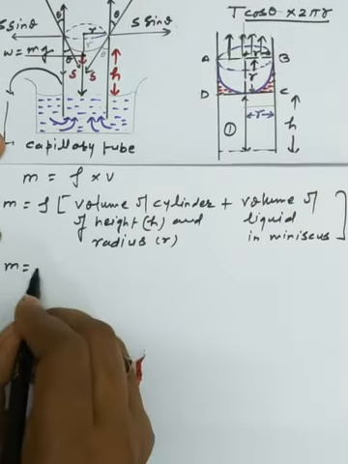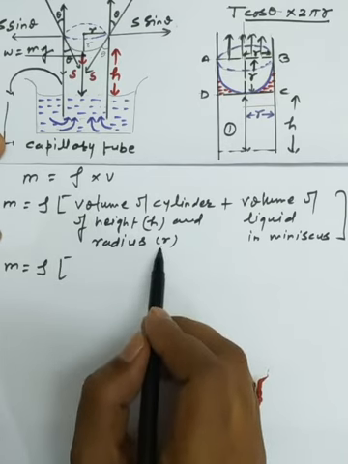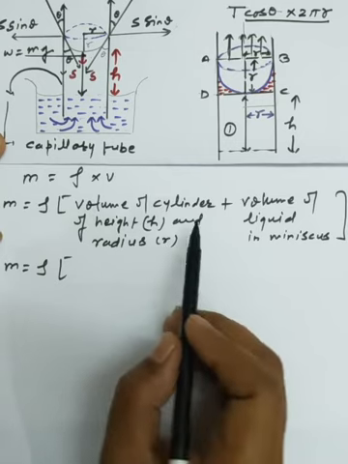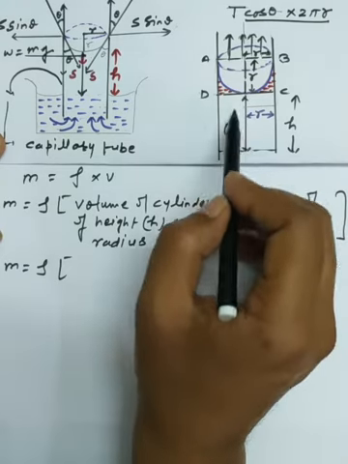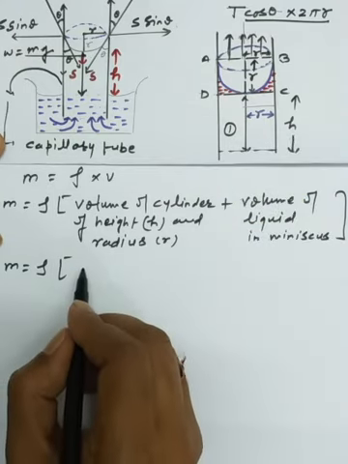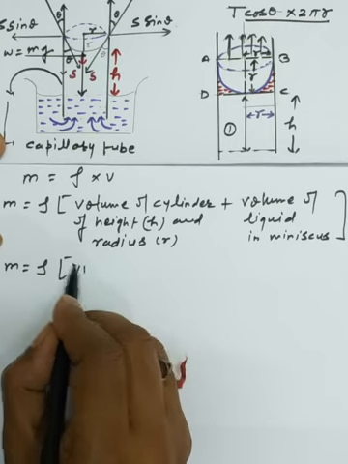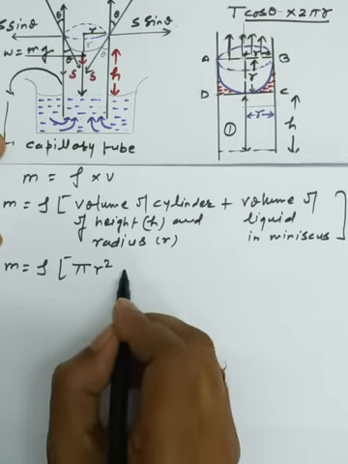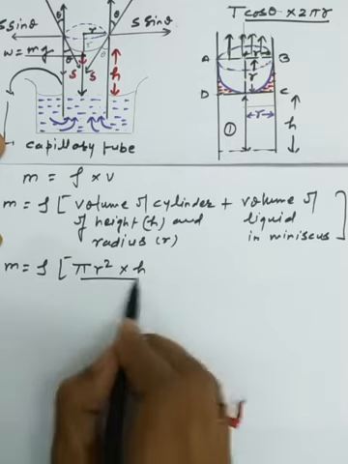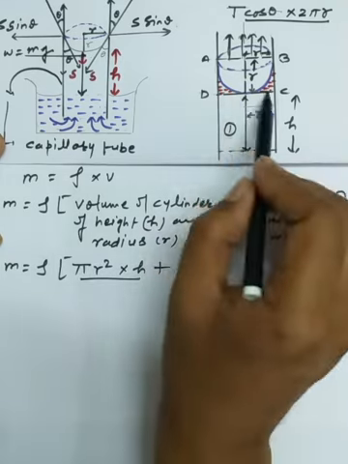So m is equal to rho times the volume of the cylinder of height h. We are considering two portions, the area of the portion and the height h, which gives us the concept of volume. Pi r square is the area of the concerned part, and h is the height of the liquid. These two make the volume, plus the volume that is trapped inside the meniscus.